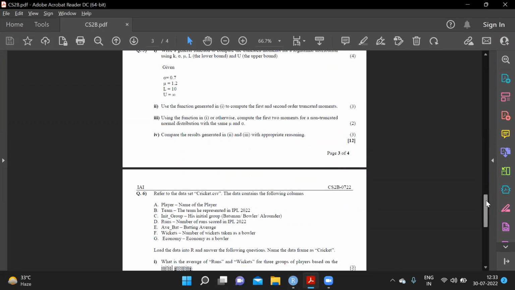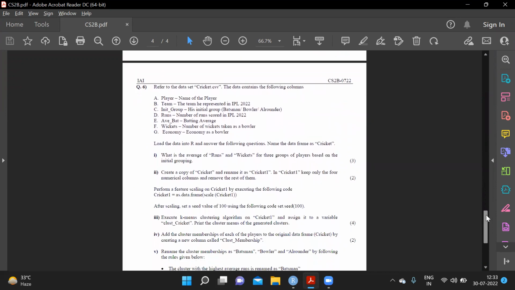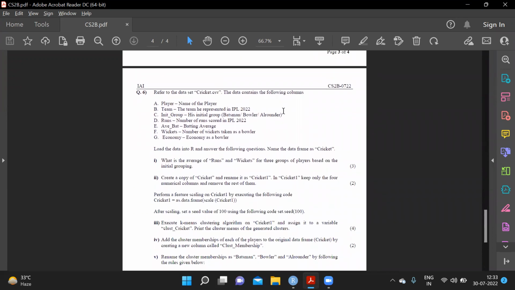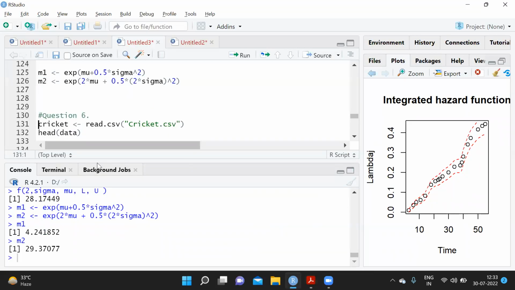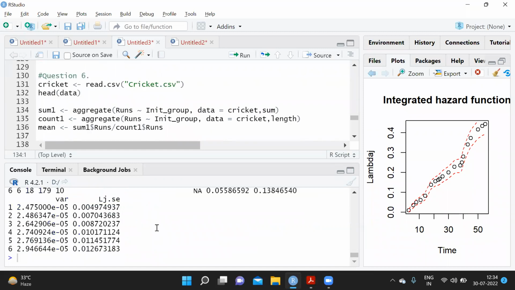We see a significant difference in the mean, but variance does not differ by much. Then question 6 refers to the data set cricket.csv. The data contains the following columns: name of the player and all these columns. You can import the data with read.csv, and we can see the columns here.